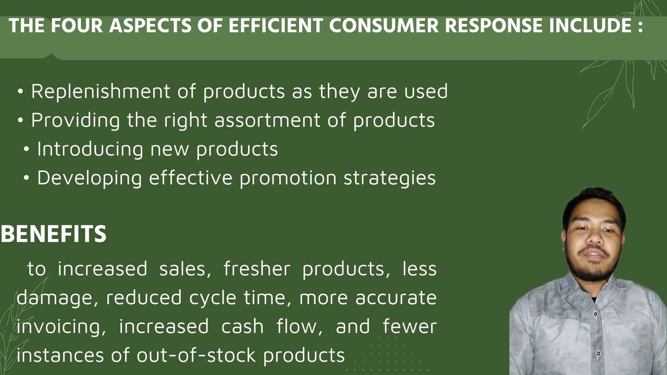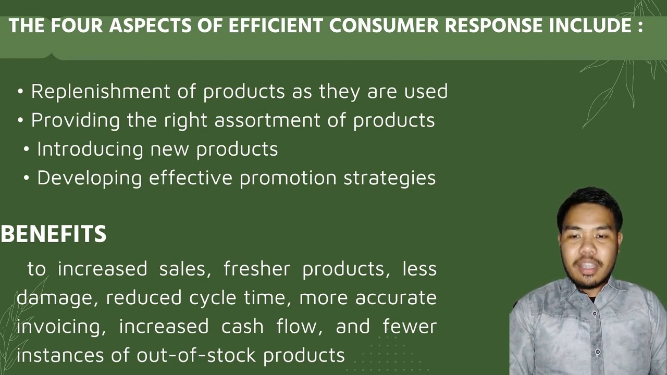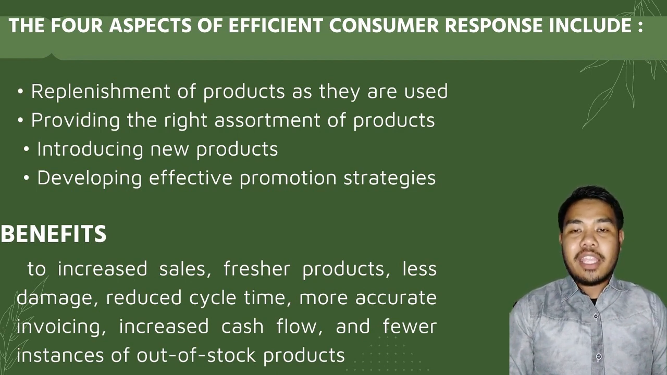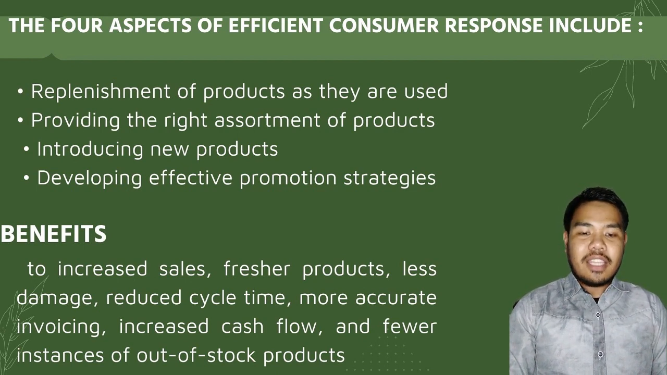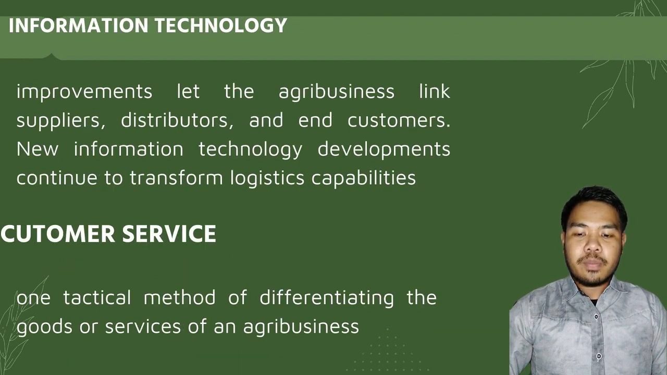The four aspects of efficient consumer response include: first, the replenishment of products as they are used; second, providing the right assortment of the products; third, introducing new products; and last, developing effective promotion strategies. When it comes to its benefits: increased sales, fresher products, less damage, reduced cycle time, more accurate invoicing, increased cash flow, and fewer instances of out of stock products.